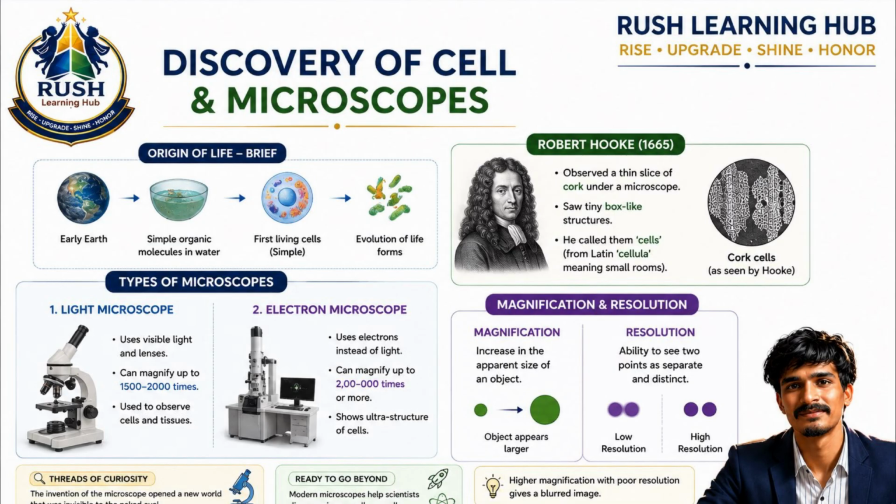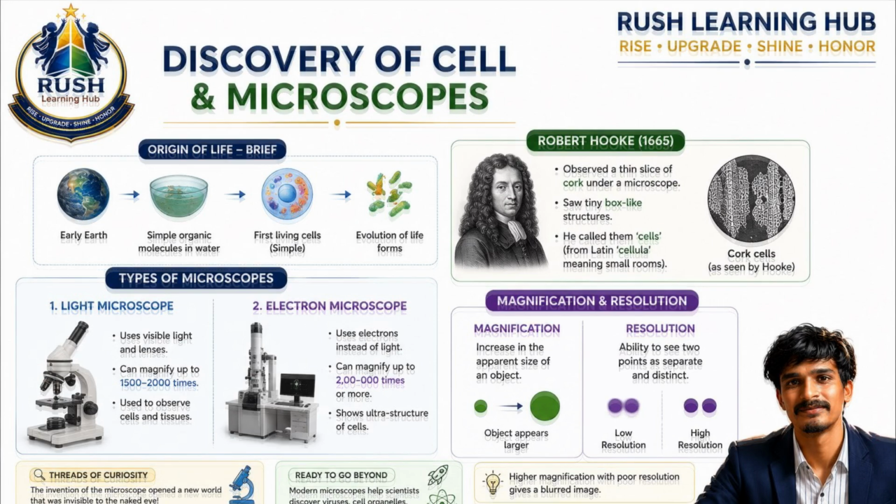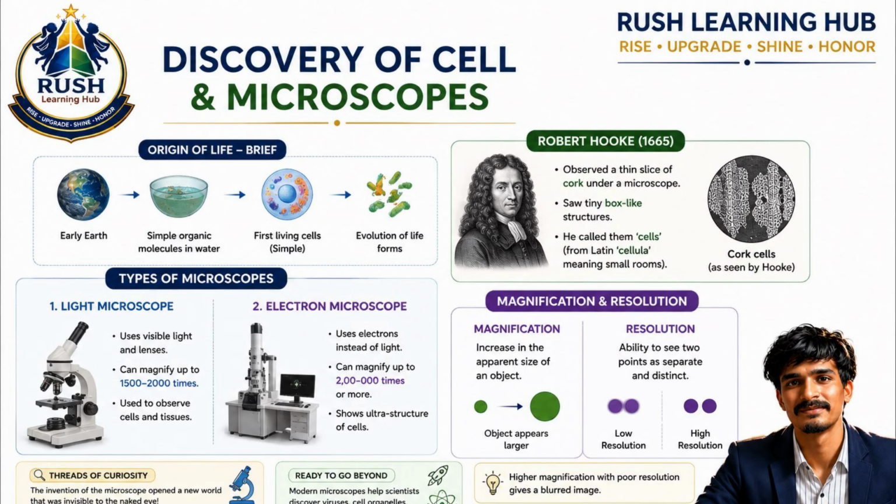These primitive cells were extremely simple compared to modern organisms. Through evolution and natural selection, these early life forms gradually developed into the tremendous diversity of living organisms that exist today. However, because cells are microscopic, scientists could not study them until the invention of the microscope. Now let us move to one of the most important events in the history of biology.